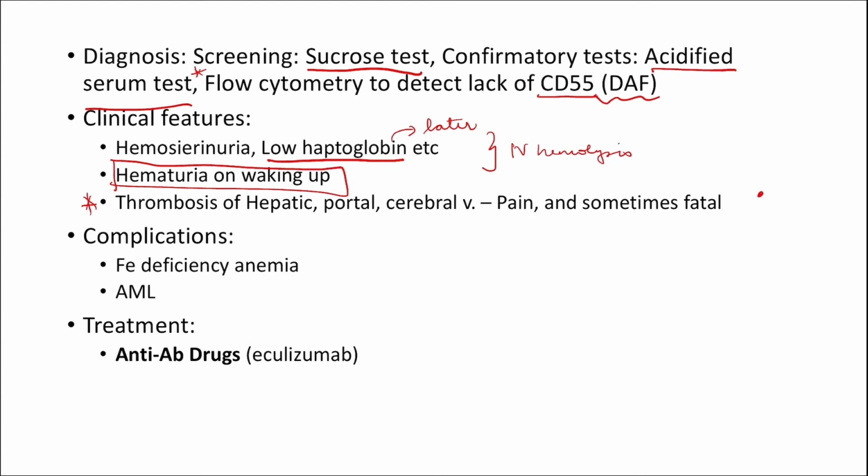Thrombogenesis. As a result, you have thrombosis of the hepatic, portal, and cerebral veins, which can cause pain and sometimes even be fatal because of stroke or some kind of end organ ischemia.